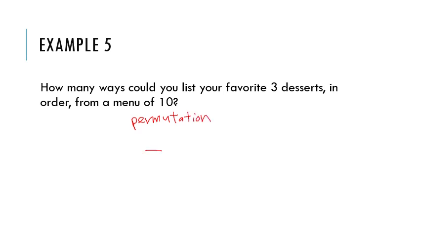So we're picking 3 desserts. We use the counting principle. We have a menu of 10. So you have all 10 to choose from for your first favorite. After you choose that, you've got 9 left and then 8 left. So it's 10 times 9 times 8. And that is 720.